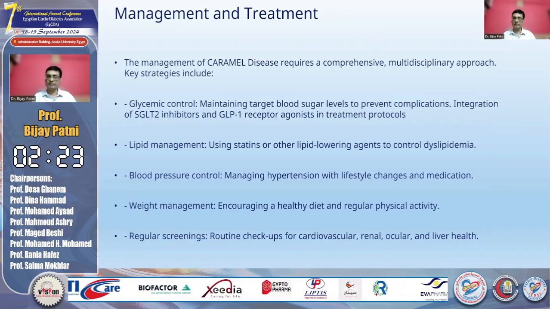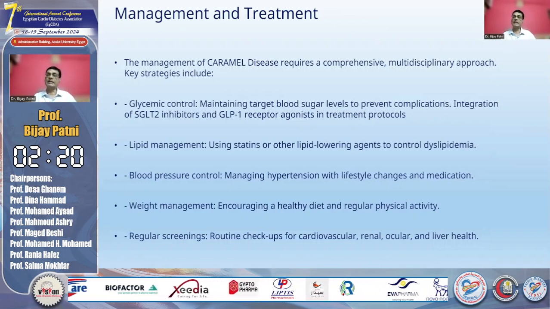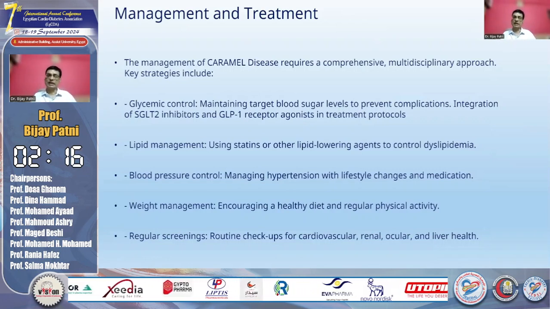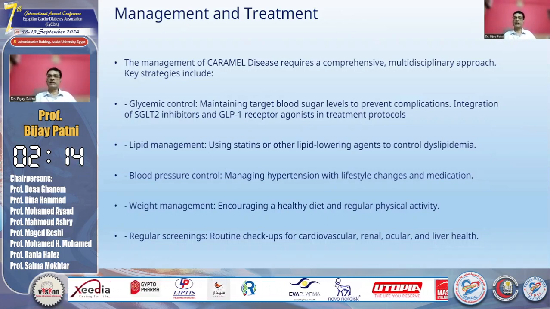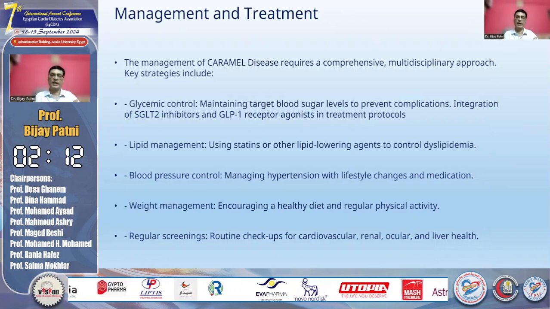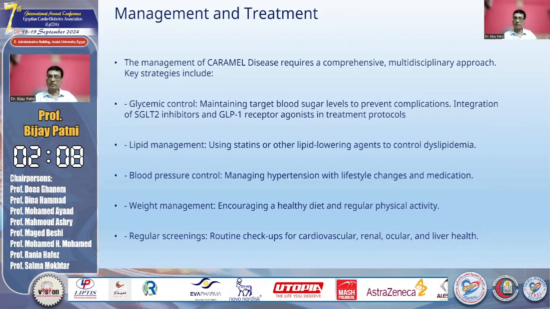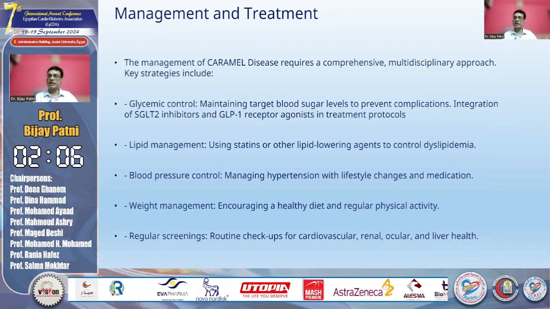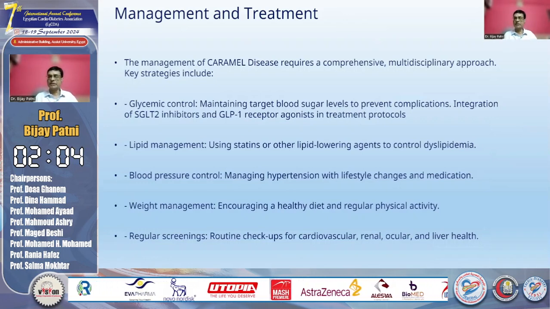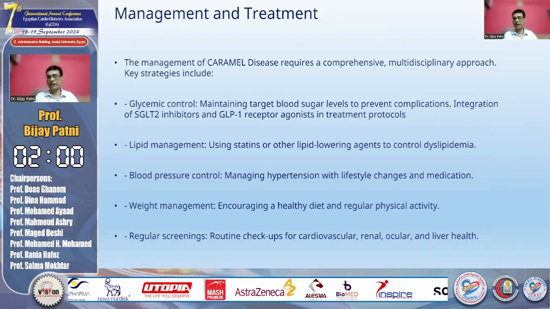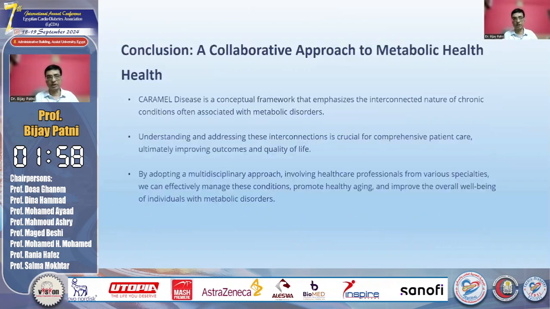And regular screening, or anticipating that the other organs may be affected, is also essential, so that you can identify the health of the liver, the cardiovascular elements, the renal elements, the eye elements, and thereby you can take appropriate measures to take care of those organs.